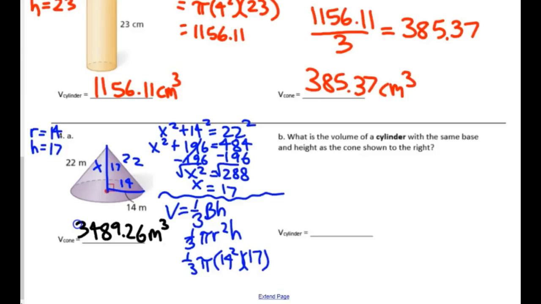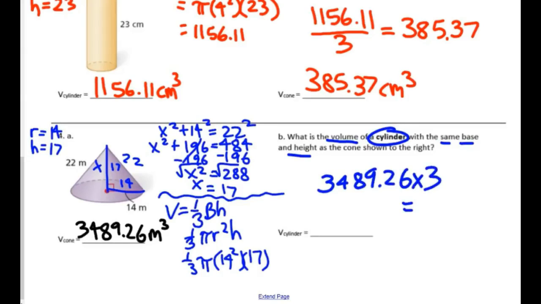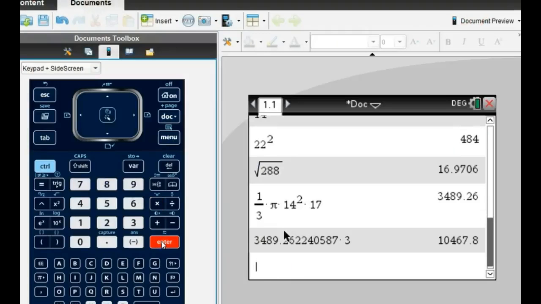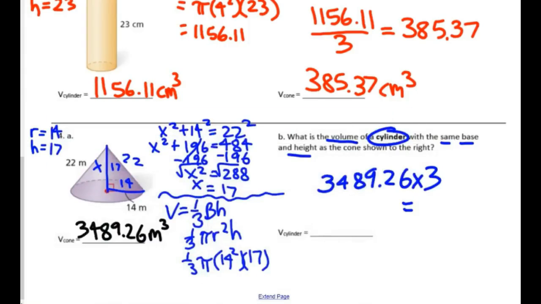So that's pretty big, and then guess what? We're going from cone to, once again, up to a cylinder with the same base and the same height. So what do I do to this number? Do I multiply it or divide it? Multiply by 3. Okay? So it's going to be a very big number. And I get 10,467.8. And again, it's meters cubed.